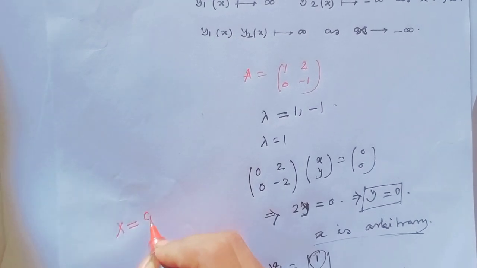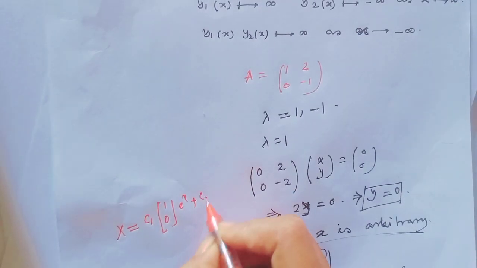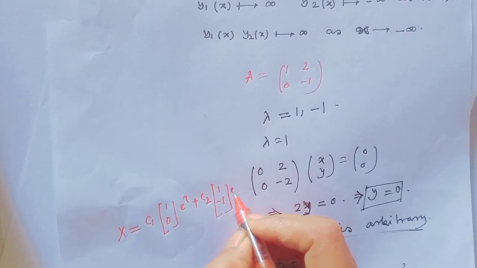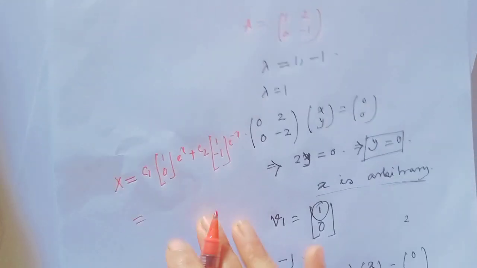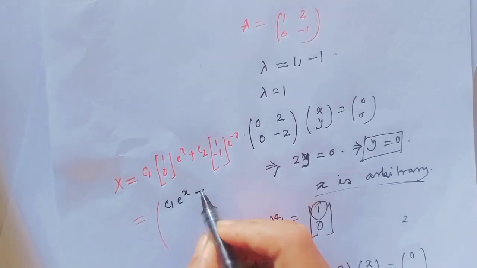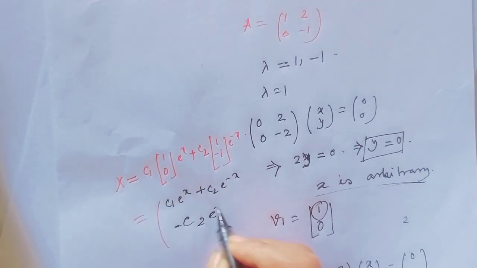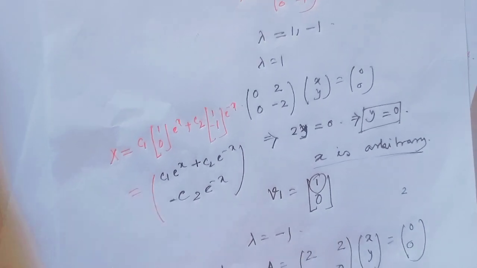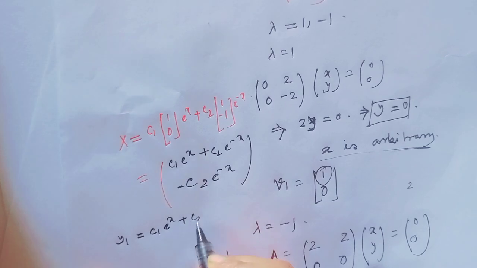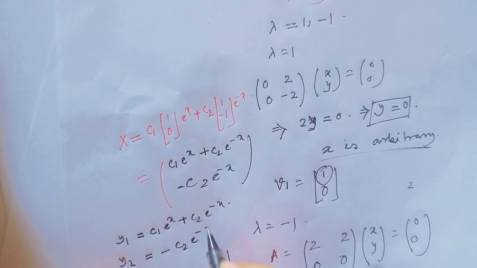The solution is X equal to c1 (1, 0) e to the power x plus c2 (1, minus 1) e to the power minus x. That implies this is equal to (c1 e to the power x plus c2 e to the power minus x, minus c2 e to the power minus x). That means y1 equal to c1 e to the power x plus c2 e to the power minus x and y2 equal to minus c2 e to the power minus x.